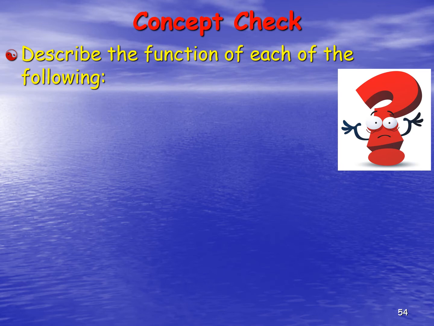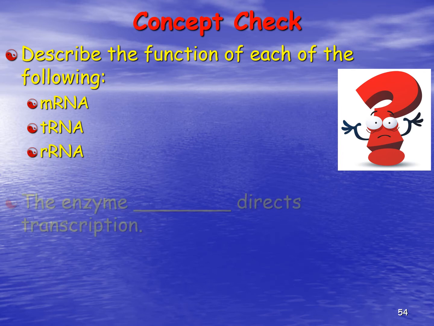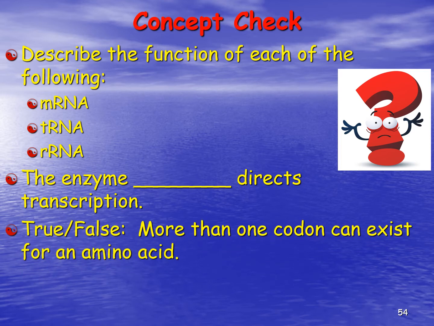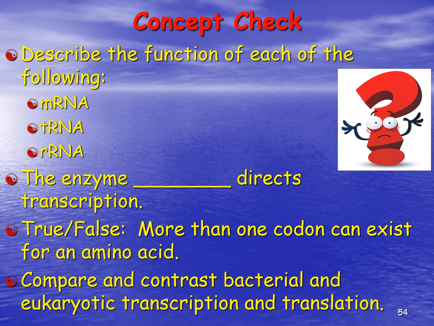So, describe the function of each of the following: messenger RNA, transfer RNA, ribosomal RNA. And what enzyme directs transcription? And true or false, more than one codon can exist for an amino acid. And compare and contrast bacterial and eukaryotic transcription and translation, especially the modification of the messenger RNA.